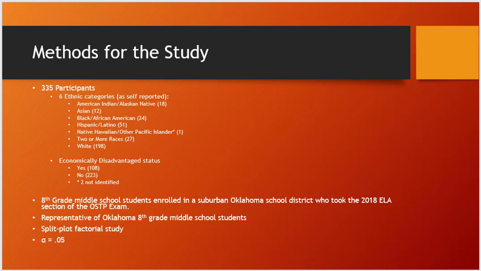There was a single student who self-reported as Native Hawaiian or other Pacific Islander, and there is an asterisk here because their scores are going to be removed from the research due to too small of a sample size. 27 students self-reported as 2 or more races, and 198 of the test takers self-reported as white.